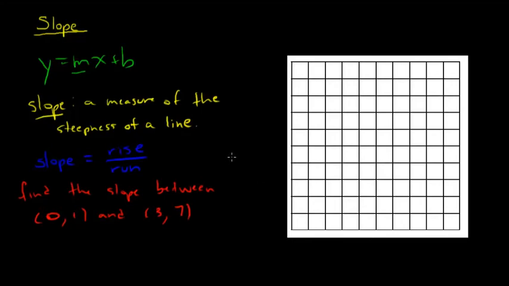Let's start with probably the most visual way, and we'll graph it. So 0, 1 is here, and 3, 7 is here. And we can draw the line just for sake of visualizing it. So now the question is, rise over run. How much does it rise? Well, it rises 1, 2, 3, 4, 5, 6. And it runs 1, 2, 3 over. So slope is equal to 2.